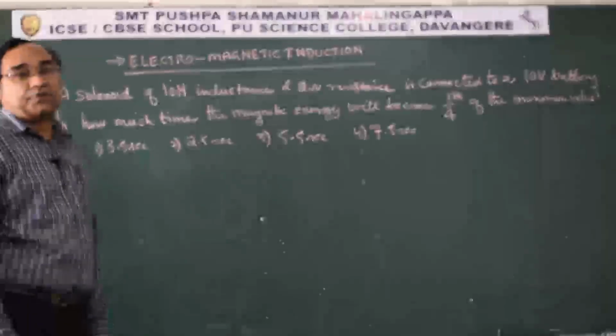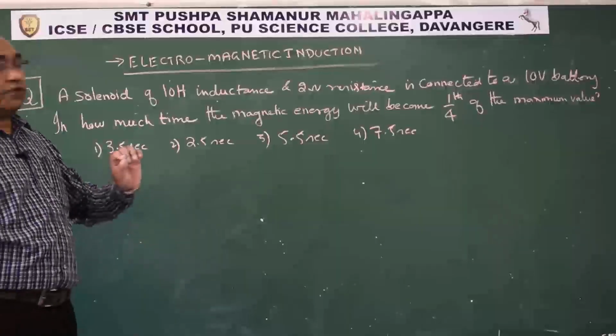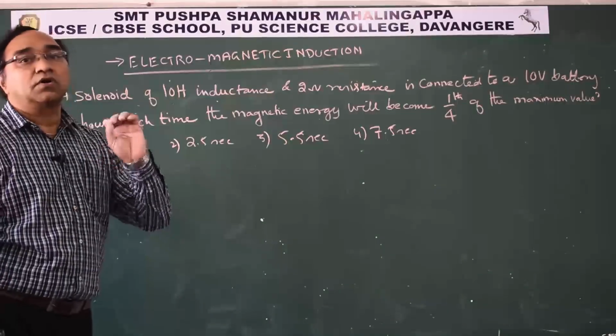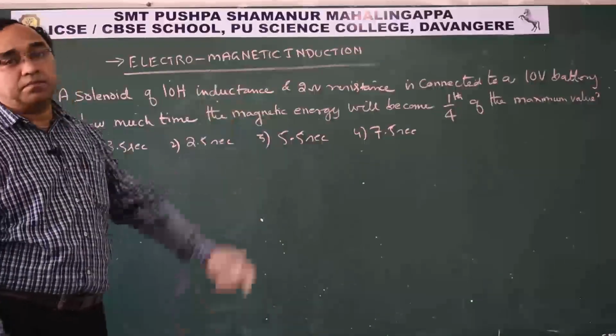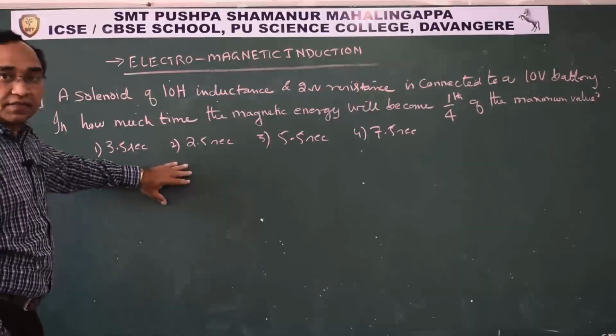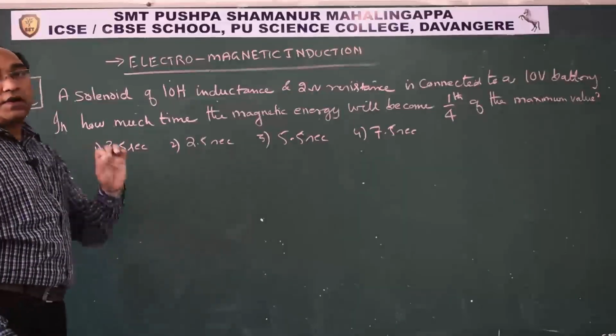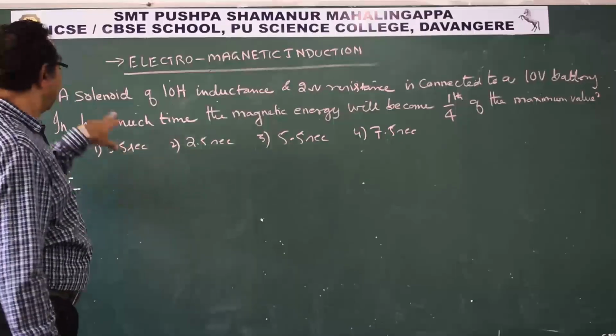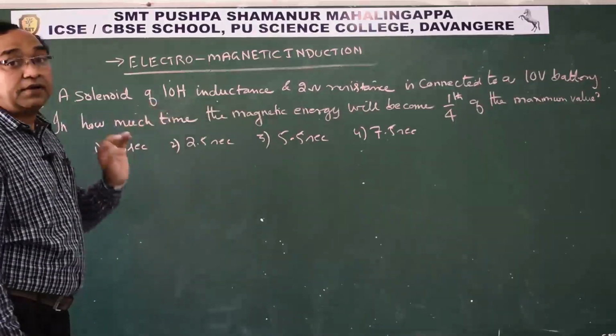Well students, let us take one numerical which is highlighting the relationship of energy or the growth of current with time. The question reads like this. This is a very common type of question which is normally asked in the entrance exams at the national level. See here, a solenoid of 10 Henry.